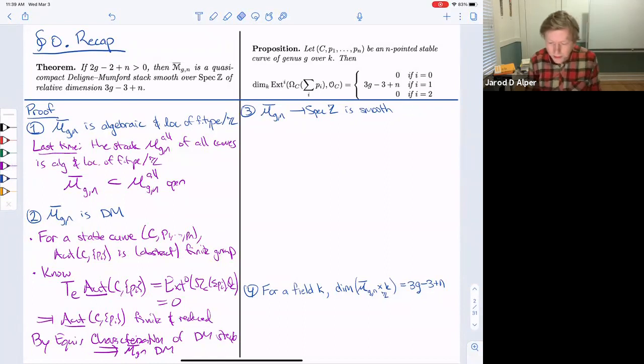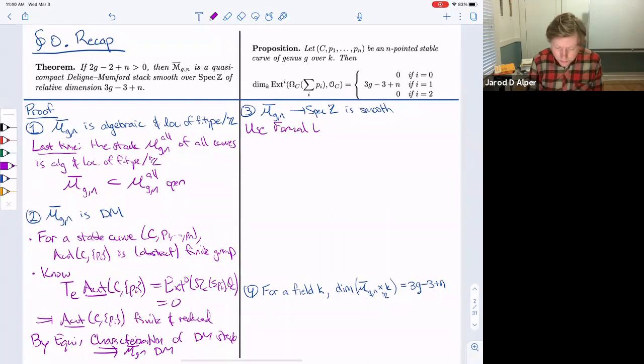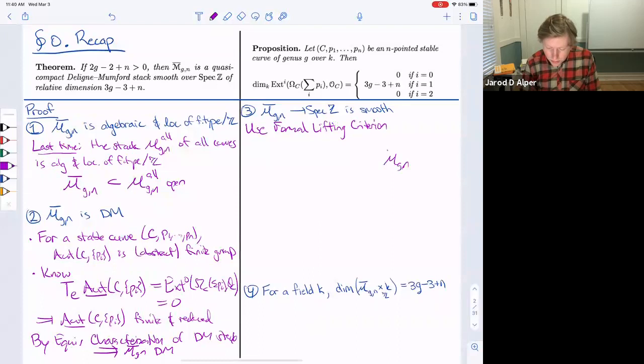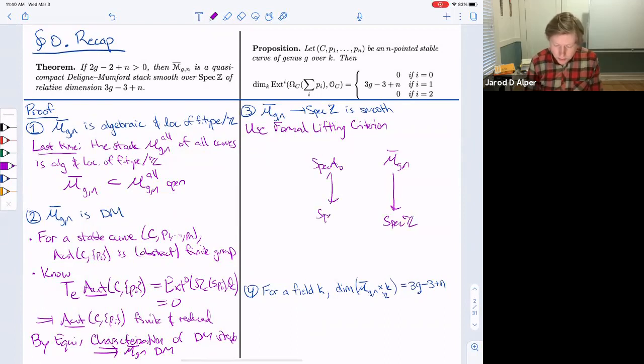So at least we've handled the Deligne-Mumfordness, and then going forward to conclude property 3, that M_{g,n} bar is smooth, we use the formal lifting criterion. We've already used this once with M_g, but let me just recall. What that says is, we have M_{g,n} bar over Spec Z, and we want to consider commutative diagrams where you have a thickening of local Artinian algebras, and you want to ask for the existence of a way to fill this in.